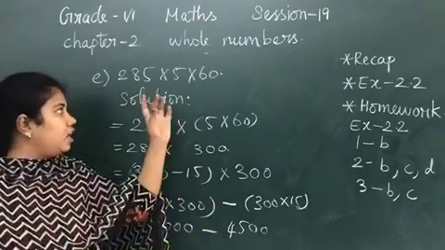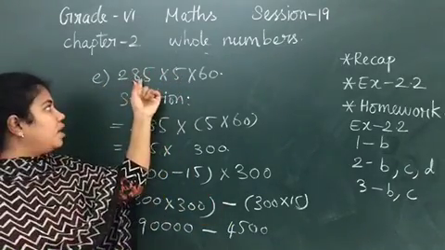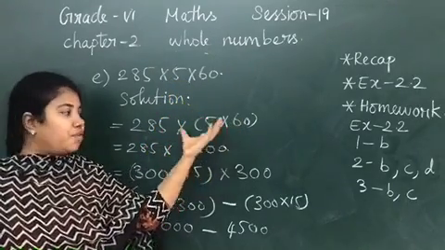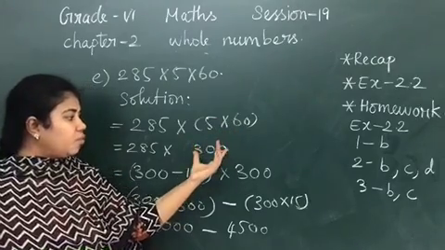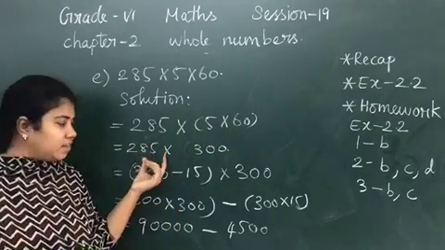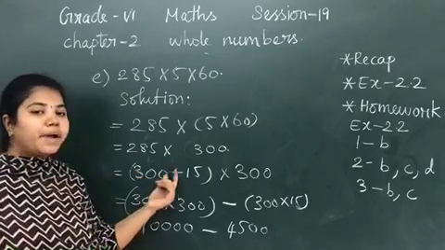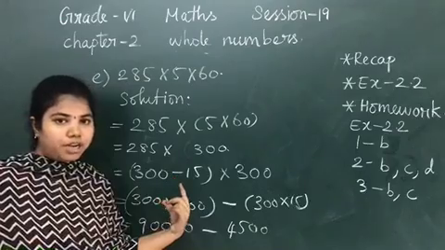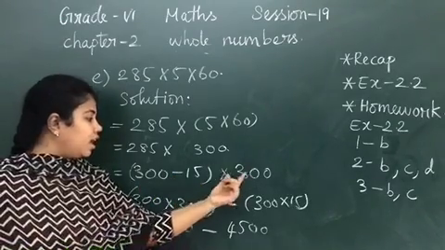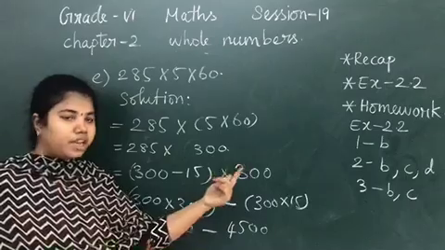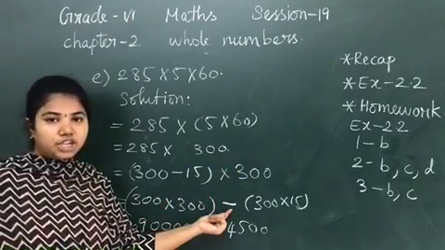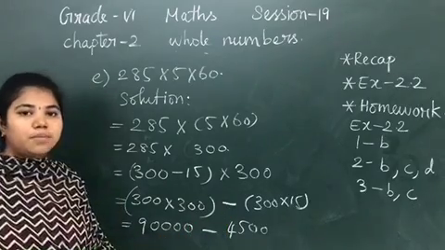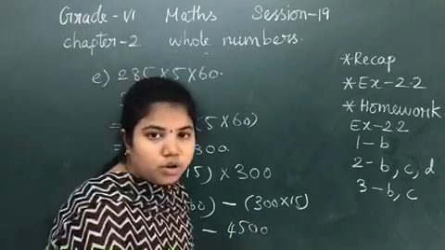Can you understand? Again I will tell you. This is the given sum: 285 into 5 into 60. If I multiply 5 and 60, I am getting 300. So first I have combined the bracket like this. Next I am going to write this number 285 as 300 minus 15, because I am getting the product 300 here. So it will be easy for me to multiply. So 300 into 300 minus 300 into 15. If it is addition here, you have to write the addition symbol. Since it is subtraction, I have written subtraction. So if you subtract these two numbers, you will get the answer. Can you understand? Let us move on to the next sum.